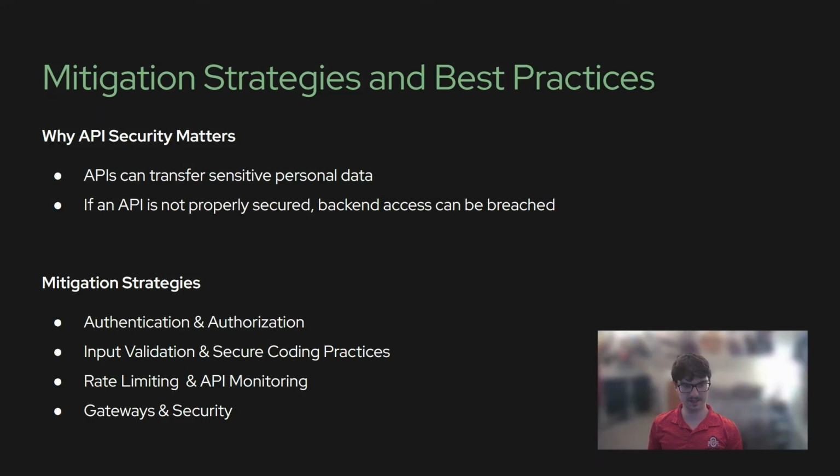Mitigation strategies and best practices. Why API security matters: APIs can transfer sensitive personal data. If an API is not properly secured, back-end access to the system can be breached. Mitigation strategies to prevent attackers from breaching APIs include authentication and authorization, input validation and secure coding practices, rate limiting and API monitoring, gateways, and security.